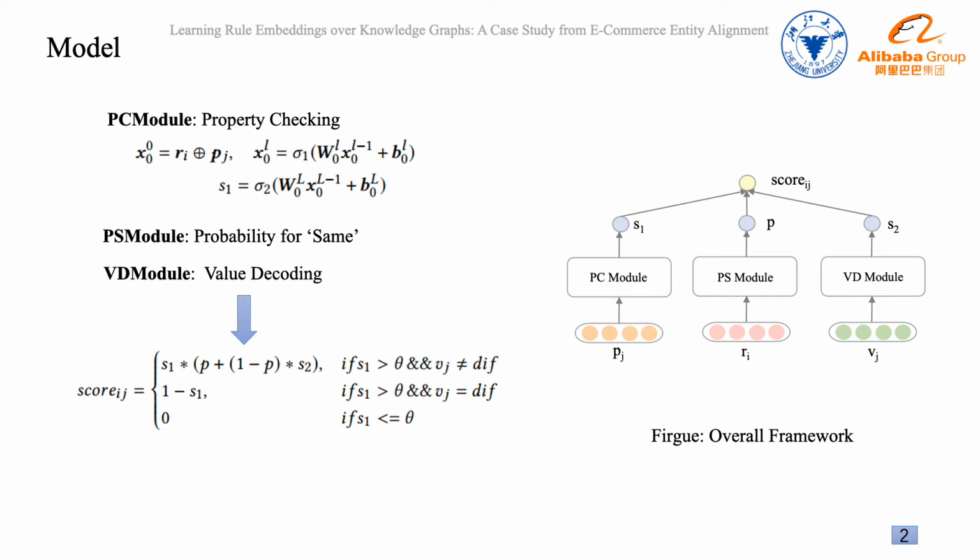Then, with S1, P, and S2 from the three modules, we calculate the score Sij, indicating whether the input property and value pair from the two items satisfy the current rule. As an item pair to be aligned usually has multiple property and value pairs, we combine all the scores Sij to generate a final score evaluating whether the input item pair satisfies the candidate rule.